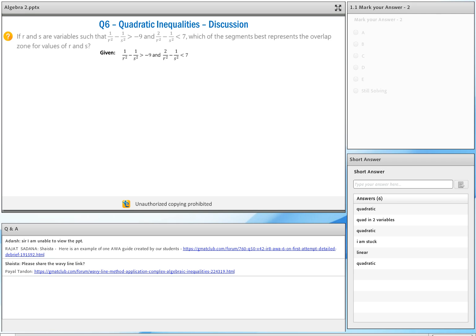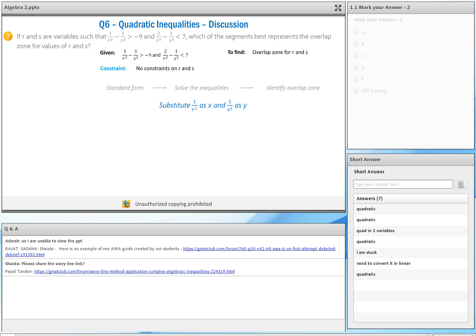So 1 by r square minus 1 by s square is greater than minus 9, and then you have a similar inequality in 1 by r square and 1 by s square. So the first thing I will do is substitute 1 by r square as x. Absolutely need to convert it into a linear inequality. So 1 by r square is x and 1 by s square is y, so that I get something more familiar, something I'm more comfortable with: linear inequalities.